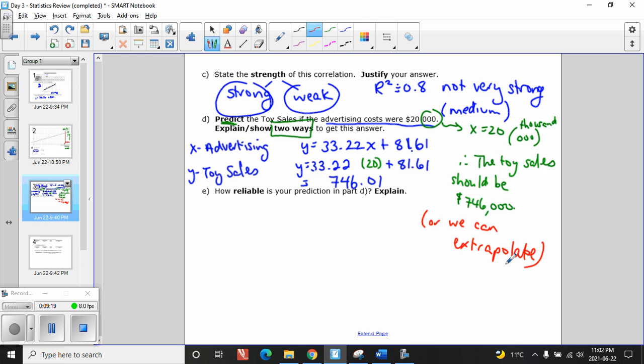All right, so there's one more question there with this question, and it says, how reliable is your prediction from part D? Explain. So this prediction of $746,000 worth of toy sales, is it a great prediction? Is it an okay prediction? That kind of comes down to the R-squared value.